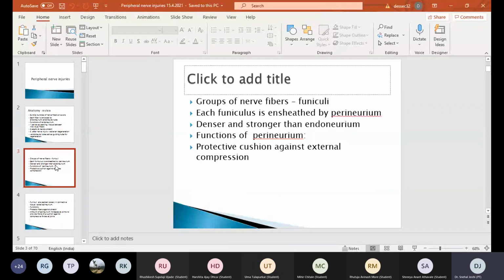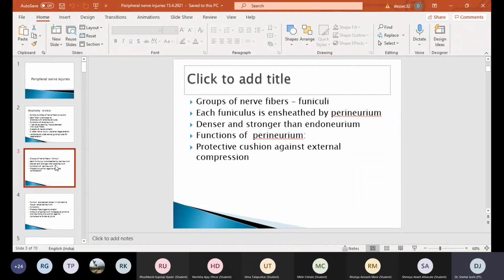Now when these groups of nerve fibers come together, they form something called funicula. Now each funiculus is going to be covered with perineurium. So the innermost fiber, then the endoneurium. Now all these together will form a funiculus, or funiculi if they are multiple, and each funiculus is going to be covered by a perineurium.